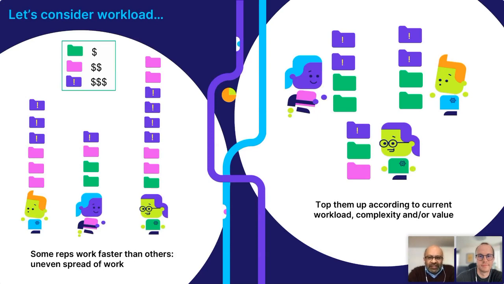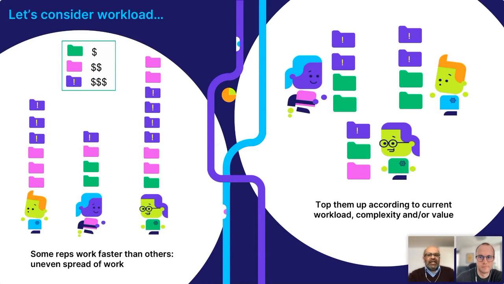However, as is often the case, some team members will work their leads much faster than others. Some leads are more valuable and some will take longer to work than others, resulting in the situation depicted on the left-hand side of the slide. So an uneven spread of work. In this case, you might want to adjust your approach to distribution.